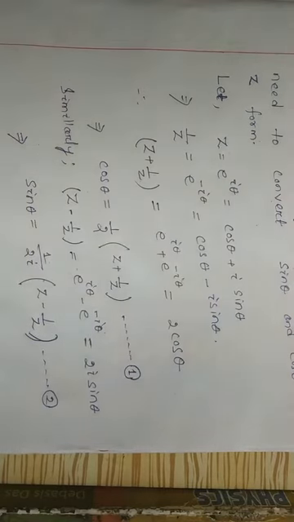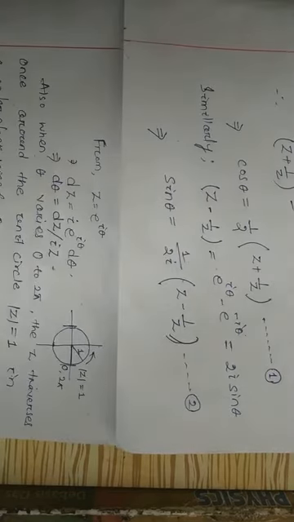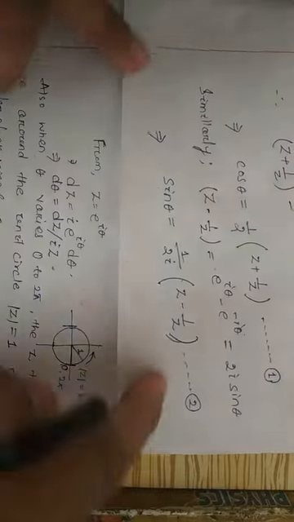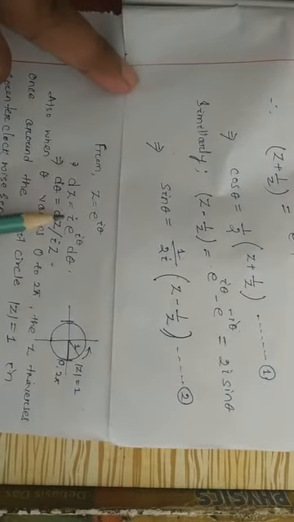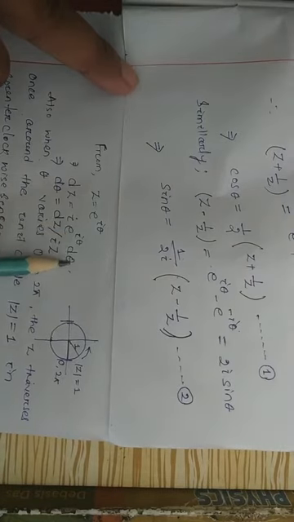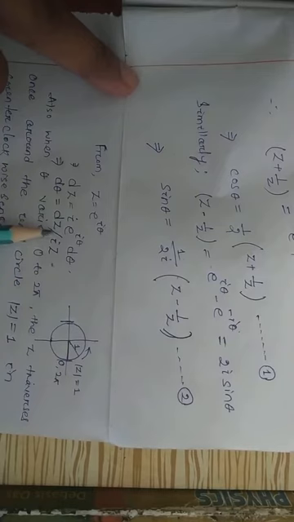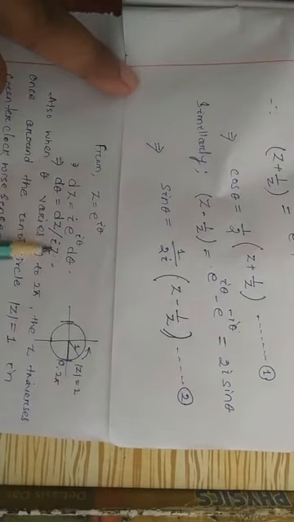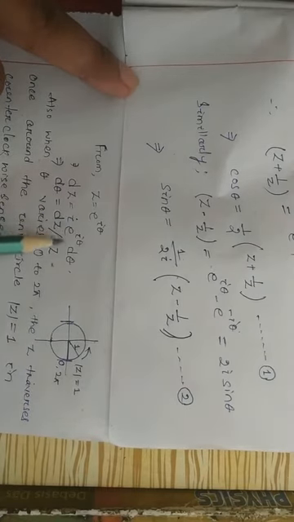You can pause the video and write the note. Otherwise, I will give the note. Okay. Then from z equal to e to the power i theta, dz will be i e to the power i theta d theta. That implies d theta is equal to dz by i z, since e to the power i theta equals z.